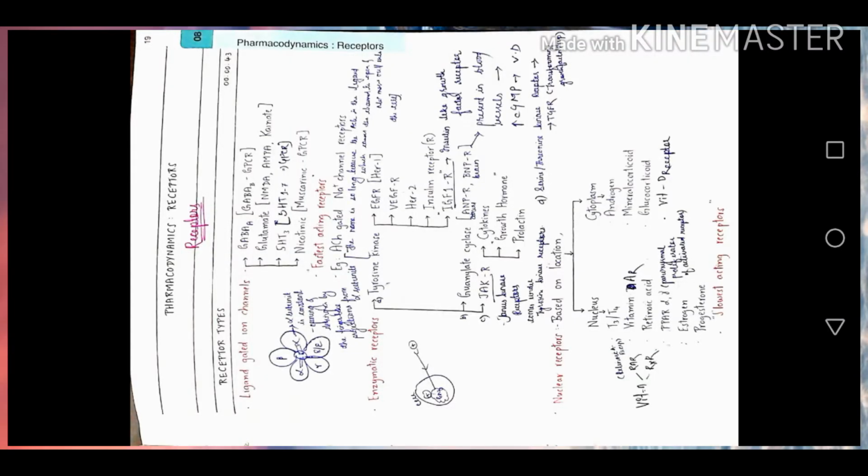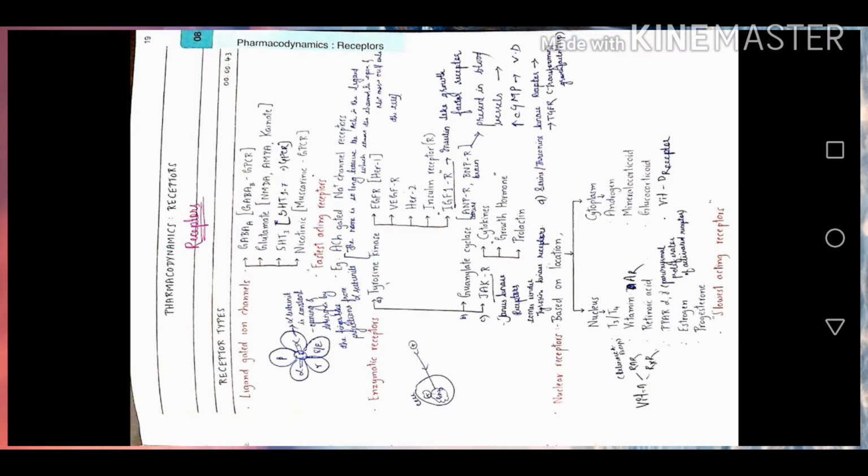Hi friends, today I will teach you about pharmacodynamic receptors. Friends, this is the most important topic in pharmacology because once you fully understand this topic, then you can apply its concept through the subsequent topics, means subsequent chapters. So let's start with this.